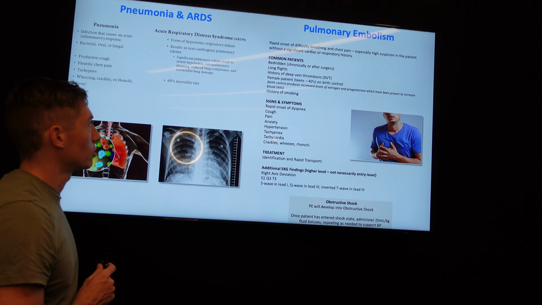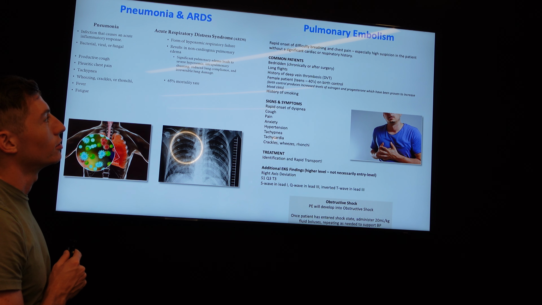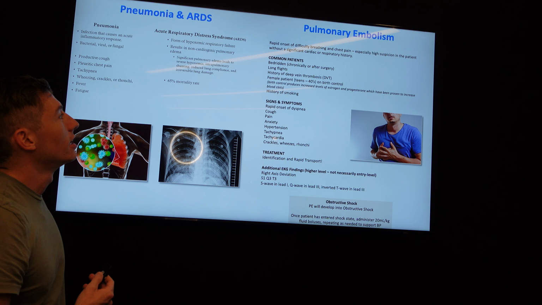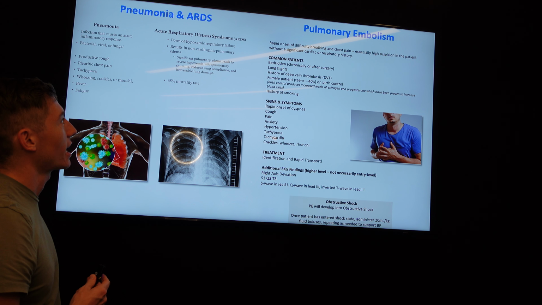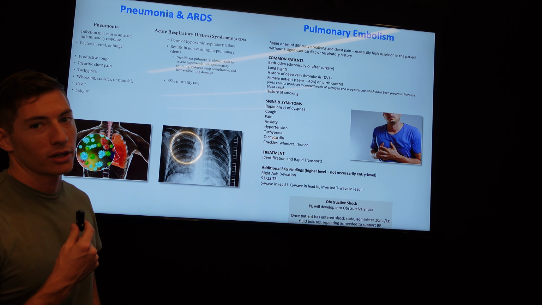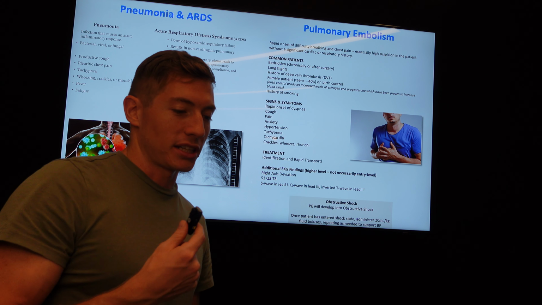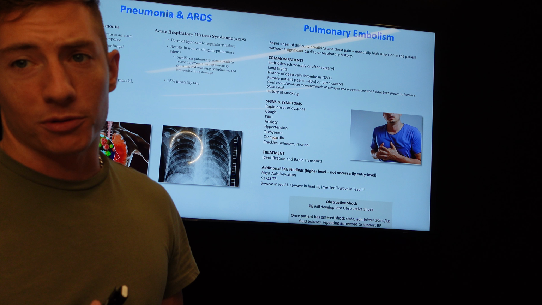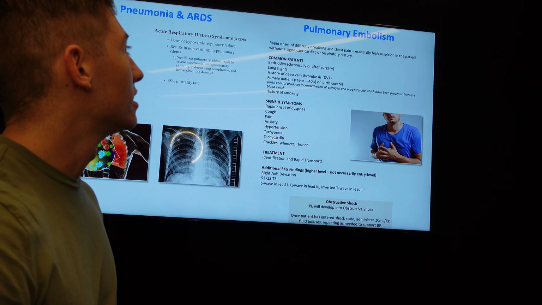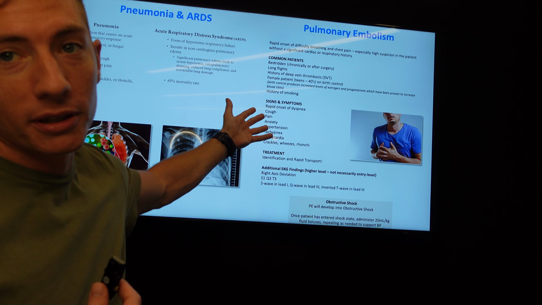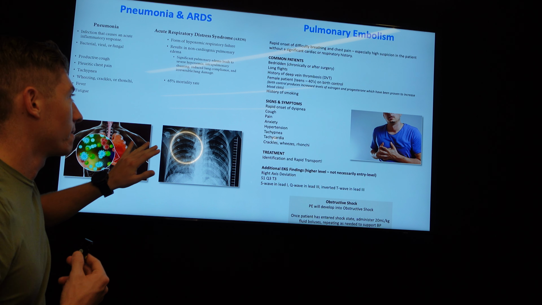Rapid onset of difficulty breathing with pulmonary embolism, so it's just going to happen out of nowhere, especially high suspicion in patient without a significant cardiac or respiratory history, right? If someone has a history of asthma, we're going to suspect asthma, but if they don't have anything and they're struggling, then oh no, pulmonary embolism. They're not able to do this.